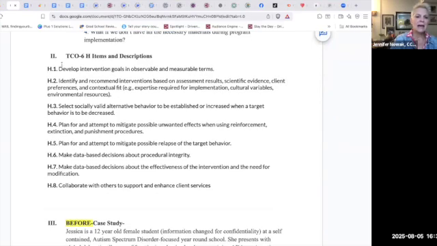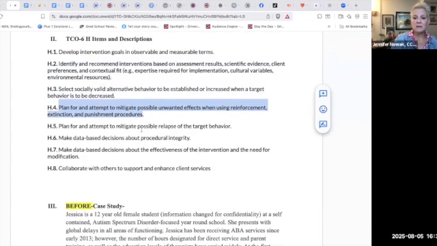So these section H items develop intervention goals in observable, measurable terms, identify and recommend interventions based on assessment results, scientific evidence, client preferences, contextual fit, which also includes those cultural variables, environmental resources that we've talked about. Select socially valid alternative behaviors to be established. Plan and attempt to mitigate possible unwanted effects when using reinforcement, extinction, or punishment. Plan for and attempt to mitigate possible relapse of the target behavior.